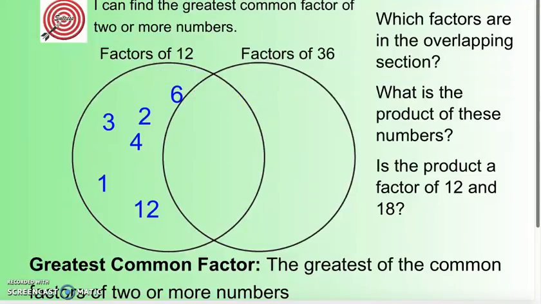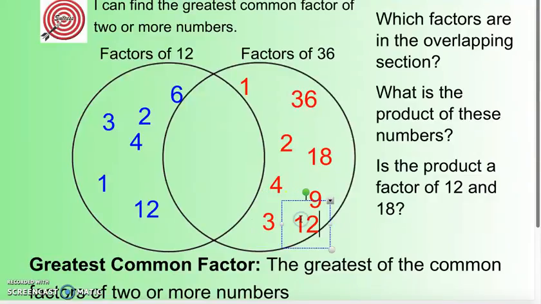How about on the other side? What factors are for 36? 1 times 36. 2 times 18. What else? 4 times 9. Anything else? 3 times 12. Excellent. And then 6 times 6. And I'm just going to put one 6 down because we only need to show one of them to show that 6 is a factor of 36. Any other factors of 36?